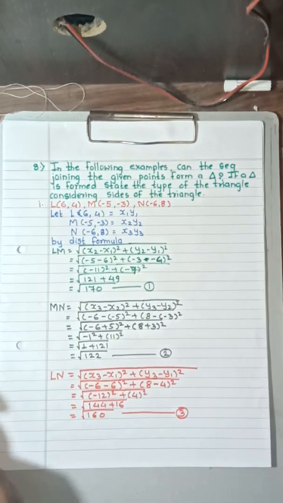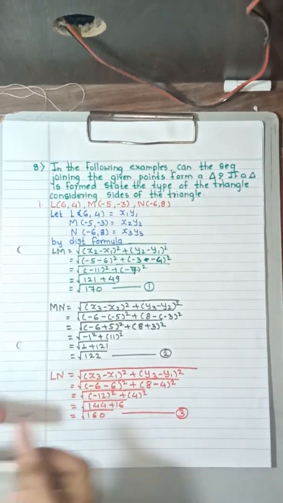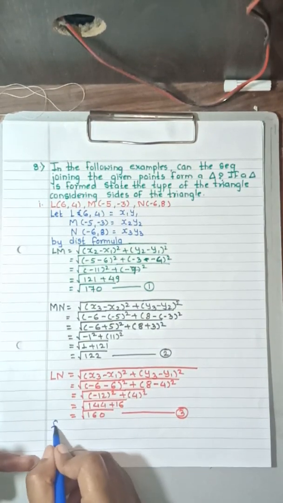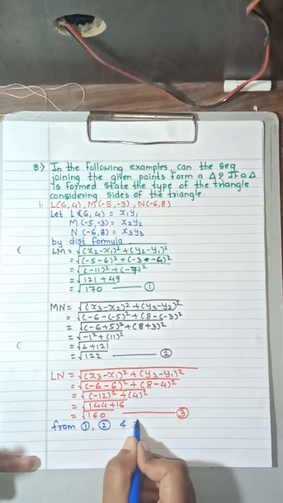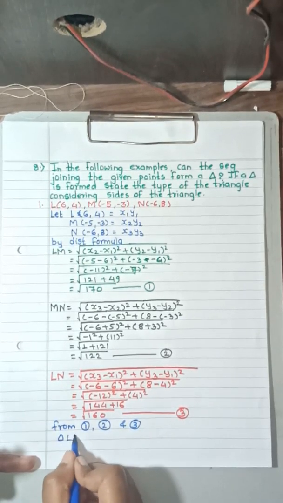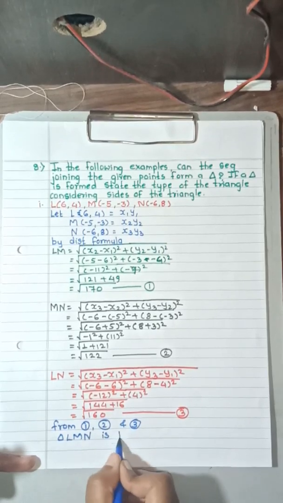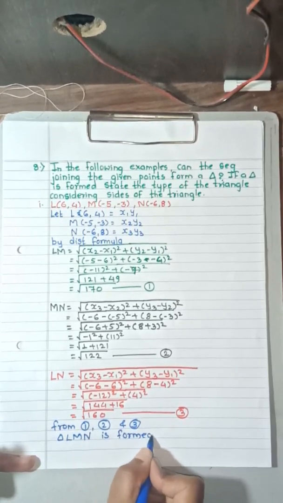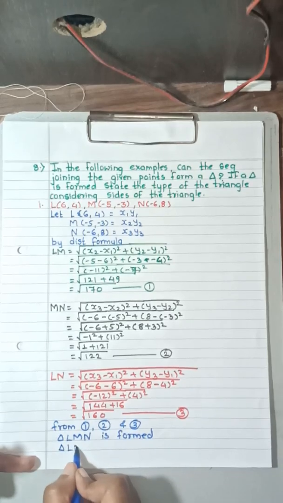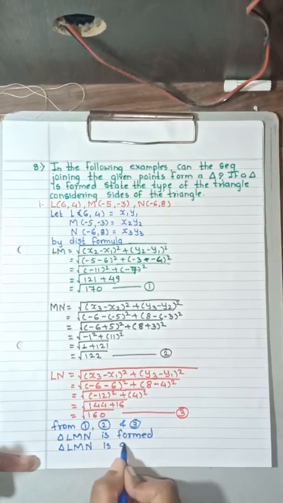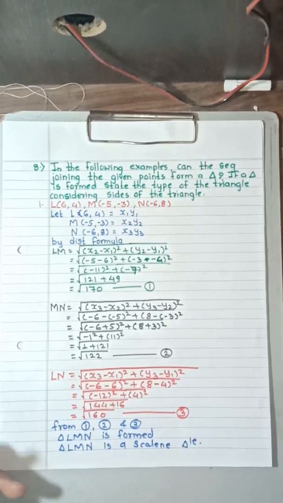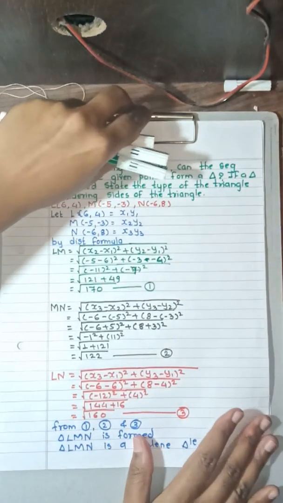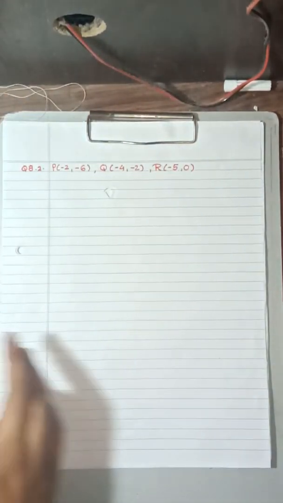Now from 1, 2 and 3 you can say that triangle LMN is formed. Triangle LMN is a scalene triangle. In this way we have completed the first one of question number 8. Now let us move on towards the second question of question number 8.